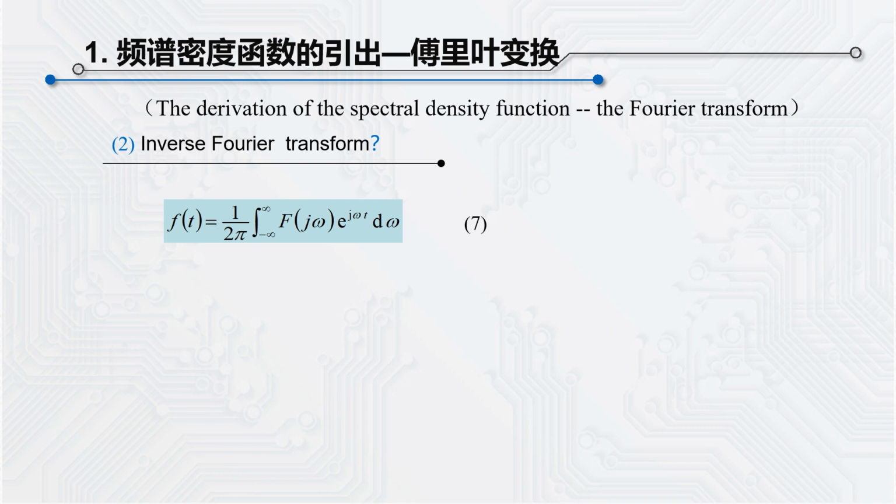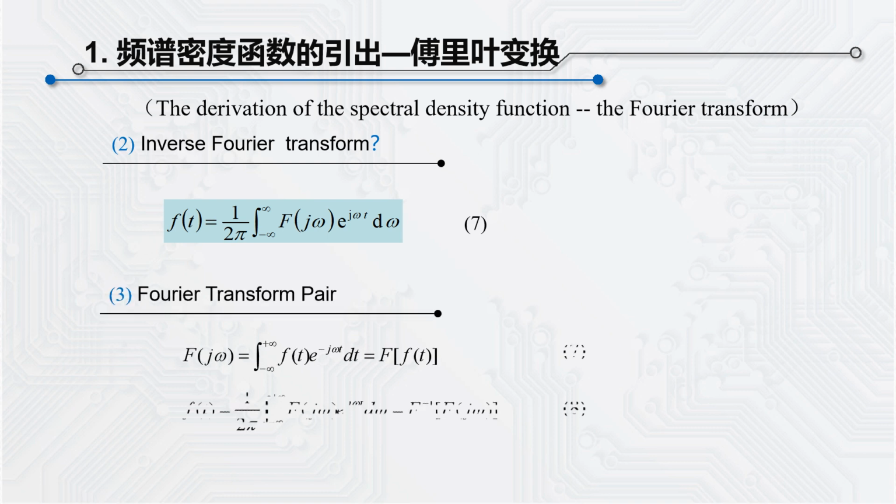Well, what is the inverse transform of F(j omega)? Actually, according to the Fourier transform we learned before, the inverse transform of F(j omega) is the time domain signal f(t). It is expressed by Formula 7. Therefore, there is a Fourier transform pair, Formula 7 and Formula 8. Formula 7 represents the forward Fourier transform. Formula 8 represents the inverse Fourier transform. It can be abbreviated as f(t) double-headed arrow F(j omega).